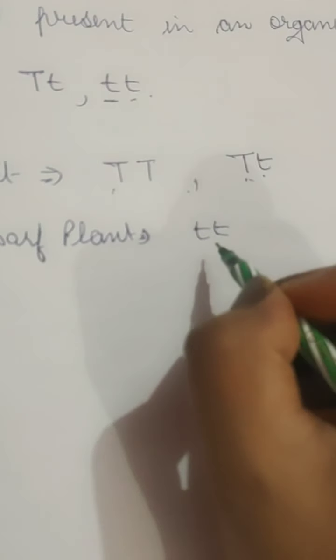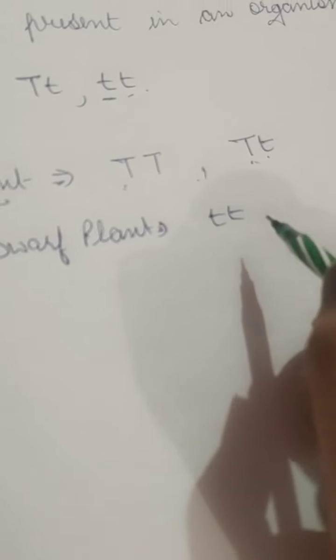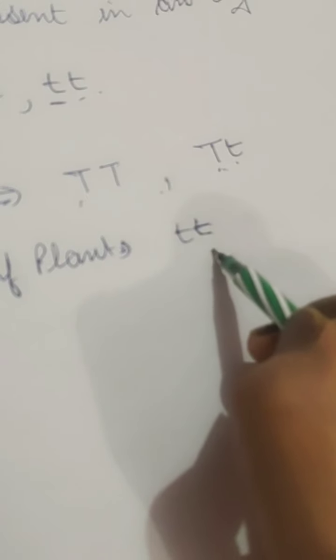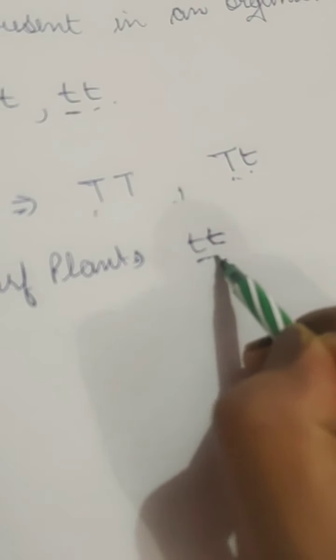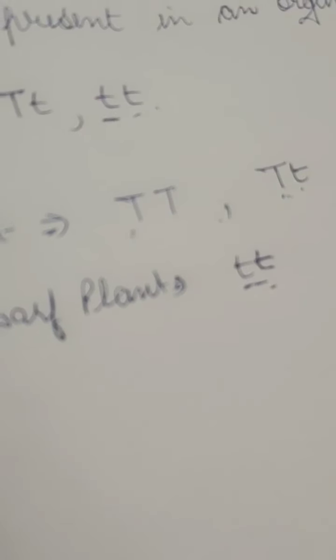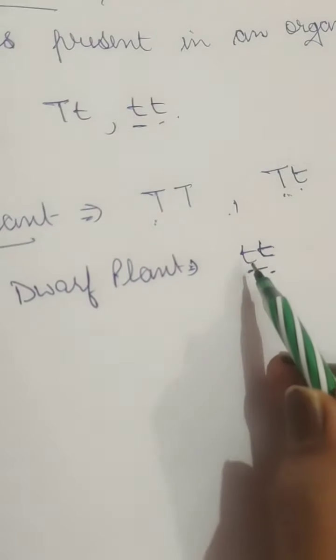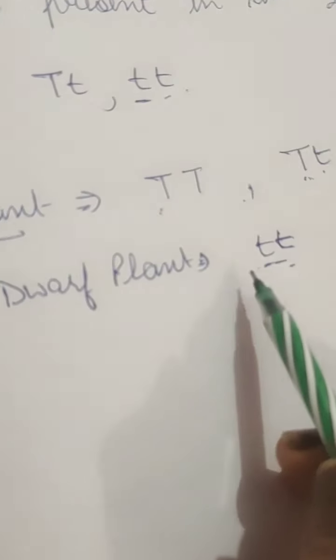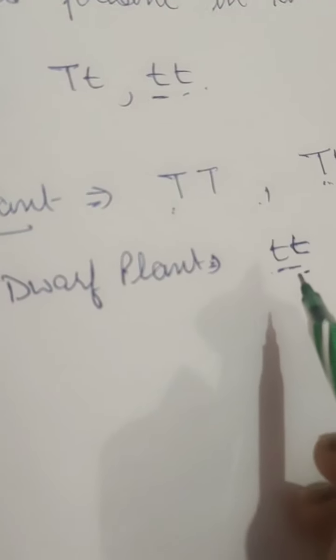Or a dwarf plant, which is small t small t. We have read that a dominant gene dominates the recessive gene, but the recessive gene decides the appearance only when the other gene is also identical. Only then will the plant be dwarf, because both are recessive genes. So this is the genotype.